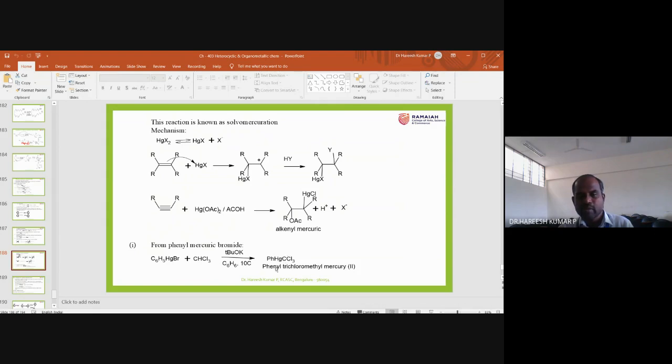What is the name of this compound? Phenyl, Ph means phenyl. And what is this? Trichloro, Cl3 means trichloro. Methyl, meaning one carbon is there. And this is mercury(II). This is the IUPAC nomenclature of this compound, that means phenyl trichloromethyl mercury(II). This compound has an application, which I will talk about later. It is used as a reagent for cyclopropanation, which I will discuss later. With this, I will go to the next slide.